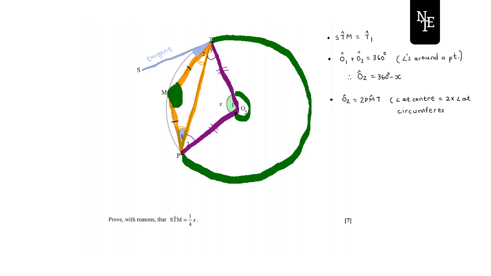Then we can say that therefore angle PMT is equal to half of angle O2. You can imagine taking this 360 degrees minus x and substituting it over here, then you'd need to divide it by 2. So angle PMT is equal to 180 degrees minus 1/2 x. This is good because now we are in triangle PMT, which is this orange triangle that we're trying to get into.